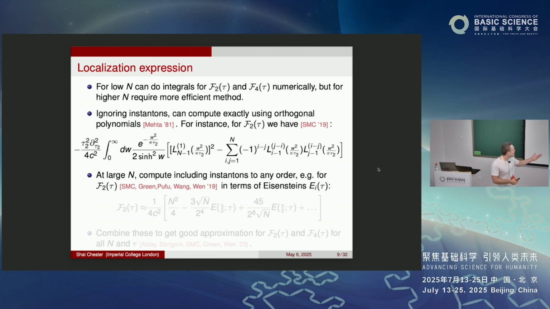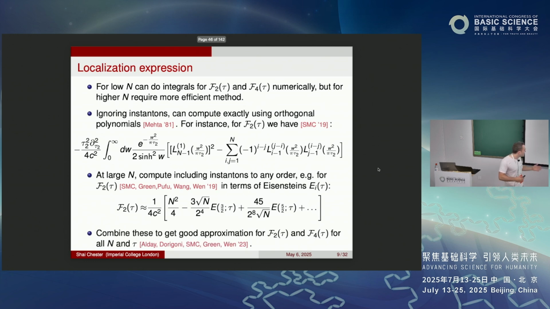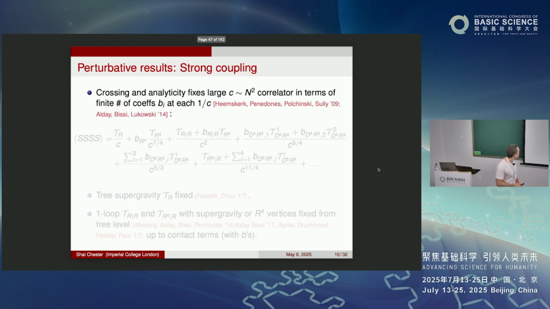So we now have two complementary approaches. We have finite n, finite coupling, but no instantons, where we know things exactly. And then we also have large n with instantons. So it turns out that you can just combine these two approaches to give an extremely accurate numerical estimate for any value of n and tau. And so that solves the problem of computing these n-1 integrals.